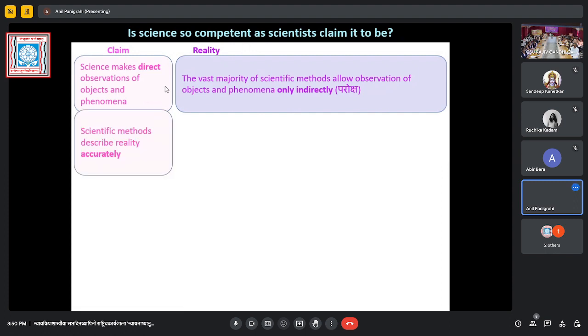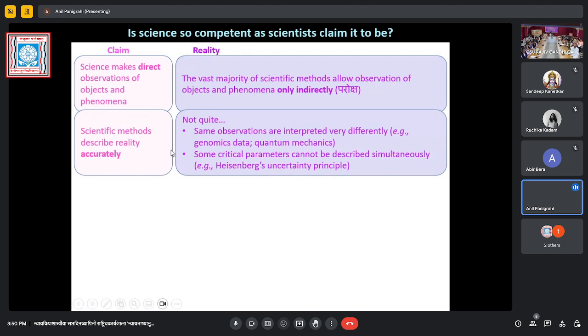The scientific methods describe reality accurately. That's what the scientists claim. That's also not true, because the same observations are interpreted in very different ways, and this is especially true in genomic data that I personally deal with, as well as in quantum mechanics. So you may have heard of something called the Copenhagen interpretation.